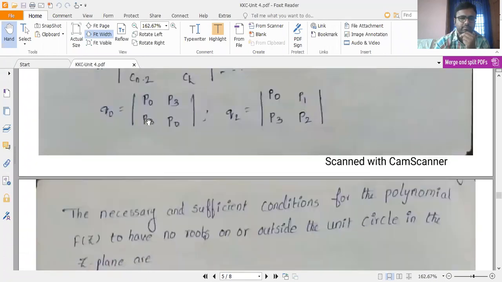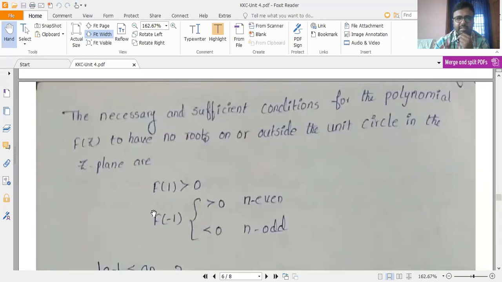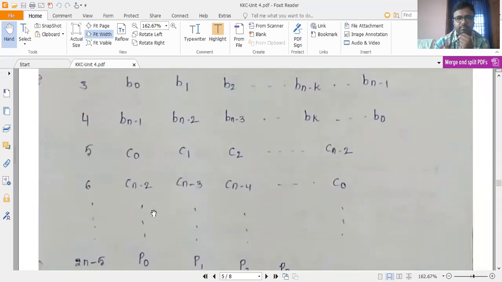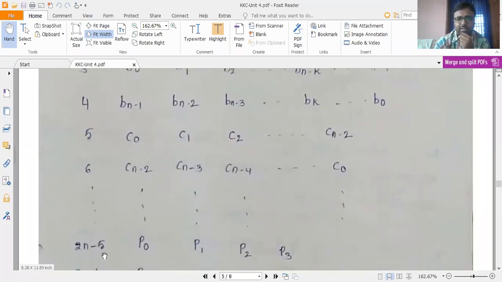Okay. And next, b naught should be greater than bn minus 1. C naught should be greater than Cn minus 2. That means in this particular Jury stability table, B naught should be greater than Bn minus 1, C naught should be greater than Cn minus 2, and P naught should be greater than P3.